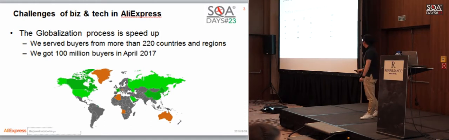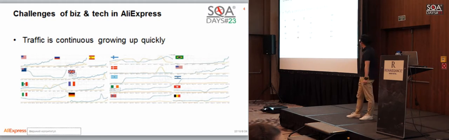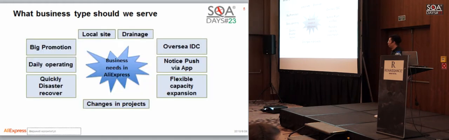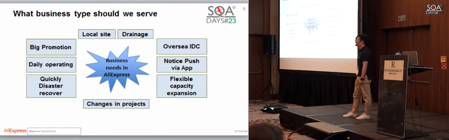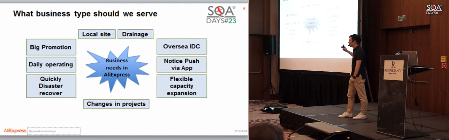Second, our traffic is continuously growing quickly. You can see the trend. In every country, our traffic is always growing, never reducing or coming down. This is the challenge for our business and technologies. And what business types should we serve? Big promotions and local sites. We launched our Russia Timor site in 2016. And all the traffic should be directed to every local site.